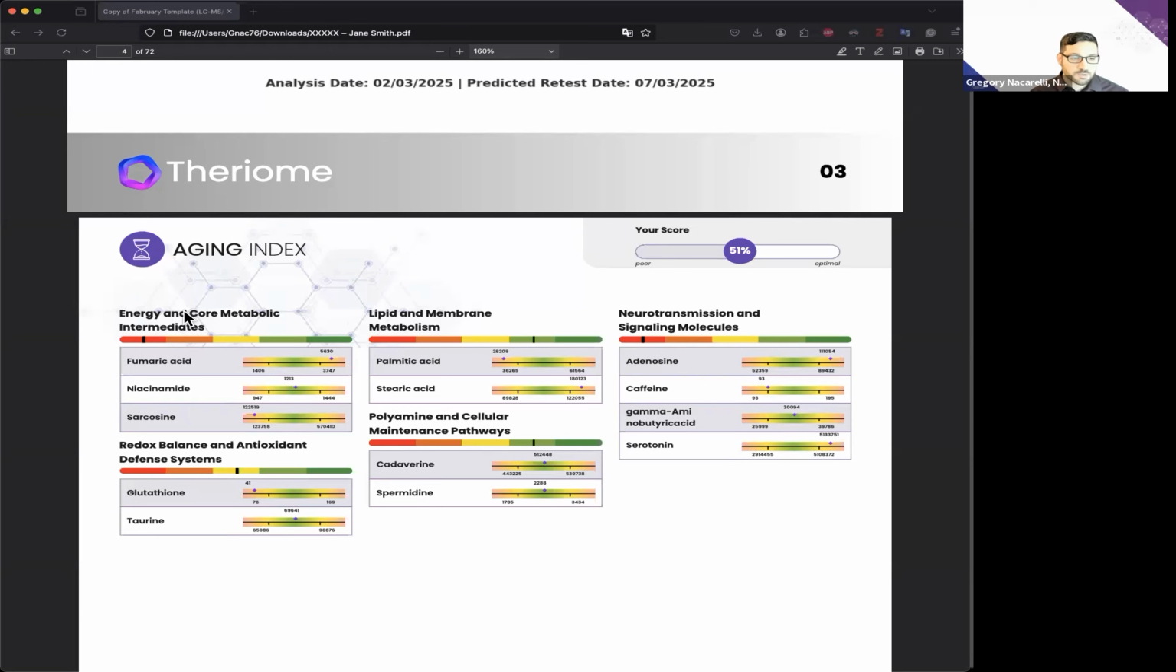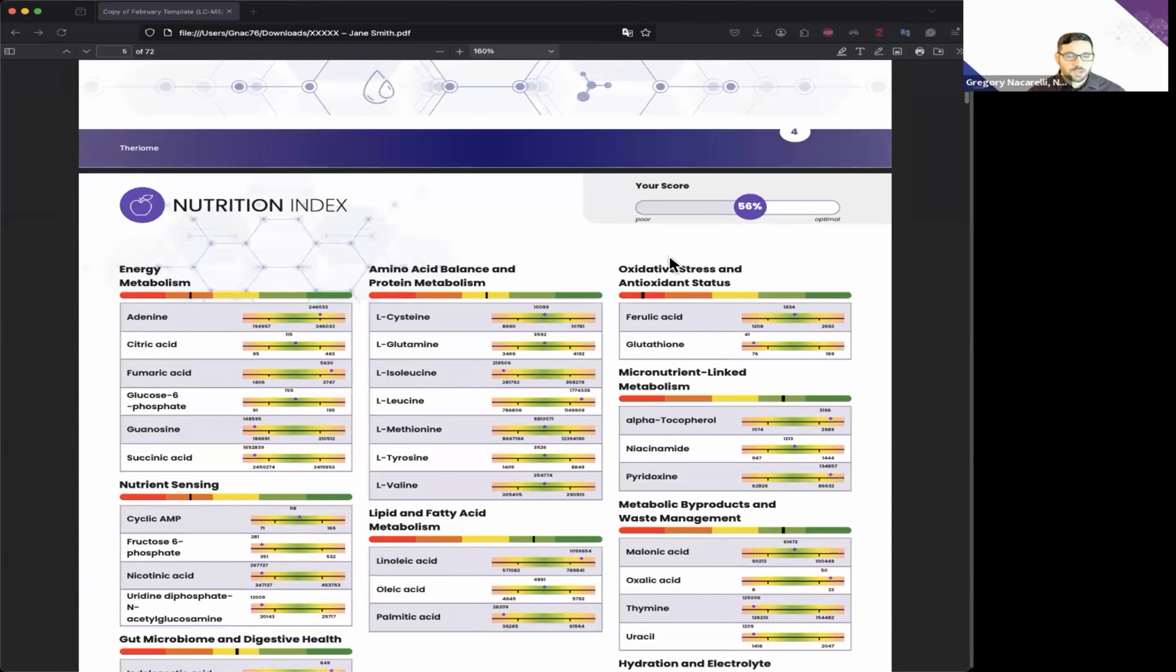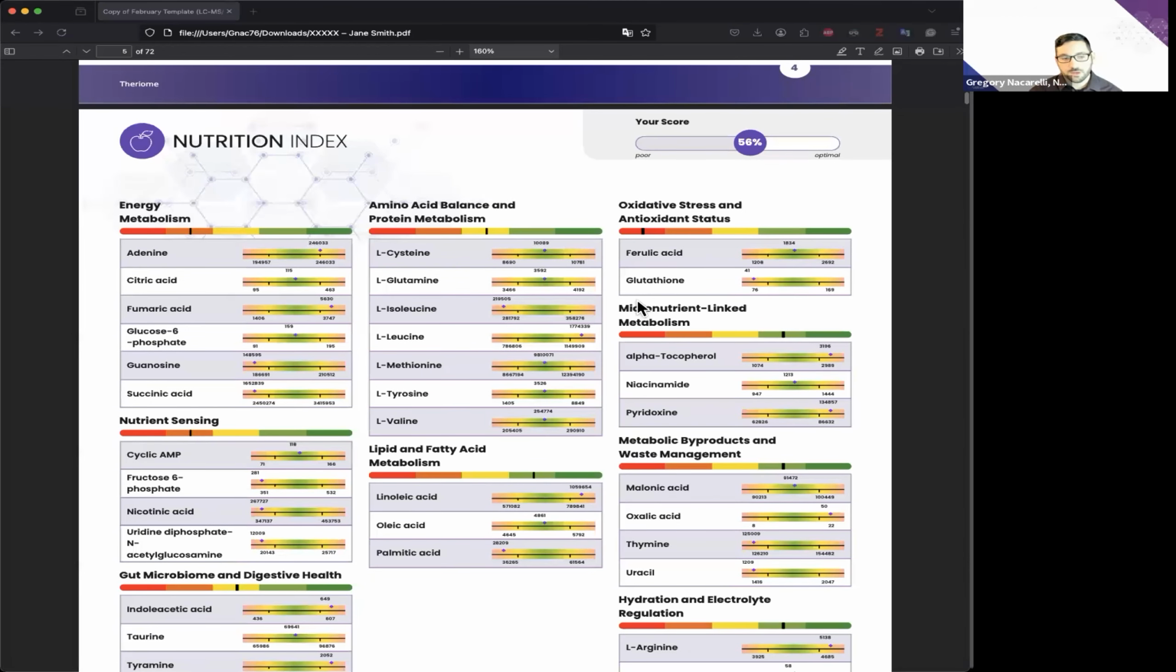So for example, in aging, we see energy and core metabolic intermediates, polyamine and cellular maintenance pathways, and neurotransmission and signaling molecules, and we see the metabolites that are associated with these subdomains. Depending on how these are scored will dictate how this subdomain is scored. And ultimately, these in totality are what are affecting the superdomain score. And this will occur for every superdomain.